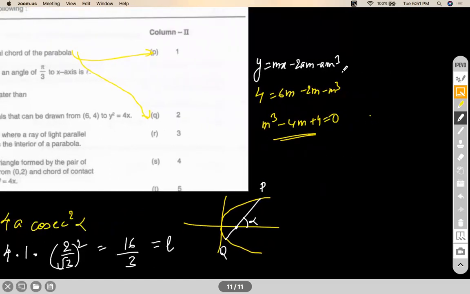How will you figure out how many roots this particular equation has? Application of derivatives. We have done this concept in application of derivatives. Correct? So what we do is, first we differentiate this, and we see that the roots of the derivative come out to be plus minus 2 by root 3.